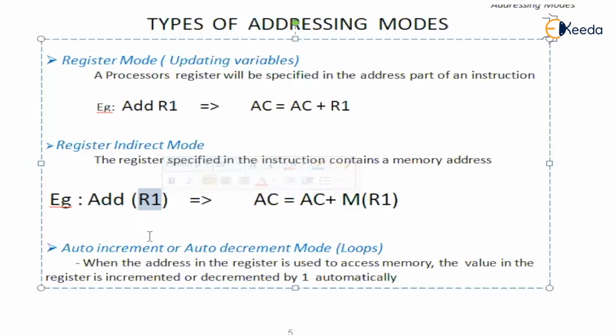Did you get it? This auto increment or auto decrement, as you interpreted rightly, will happen only in loops. If you want to enable loops in your programming language, the system should support auto increment or auto decrement addressing mode.